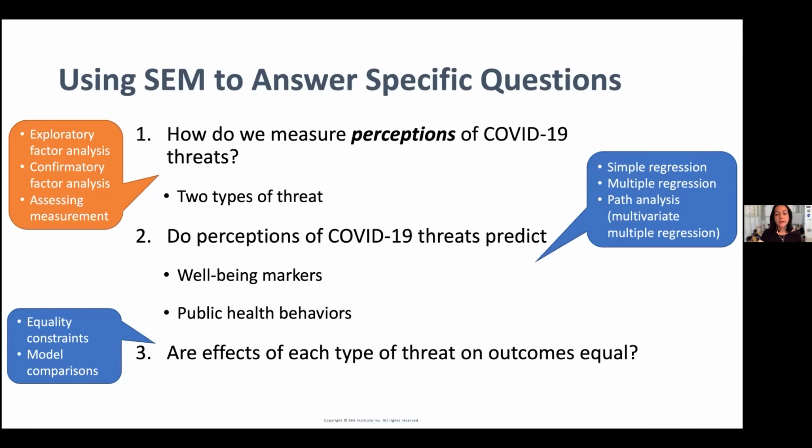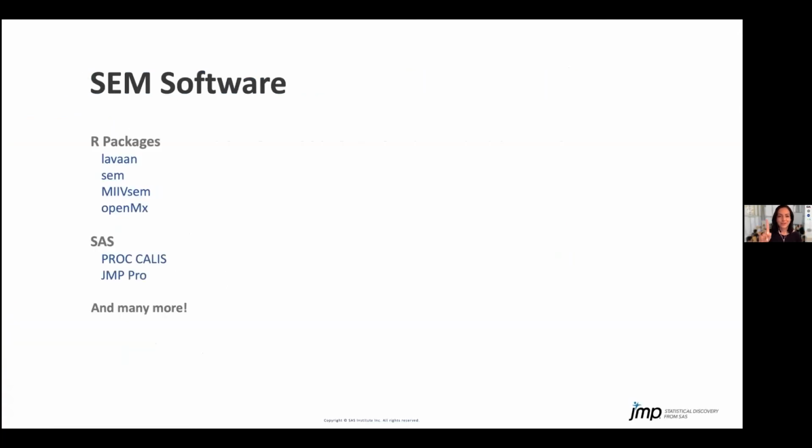And last is, are the effects of each type of threat on the outcomes equal? And this is going to lead us to talk about some really cool and unique features of SEM, which is the fact that we can put equality constraints in our models and do model comparisons in order to answer these types of questions. All right, there's one more thing I have to bring up, which is software.